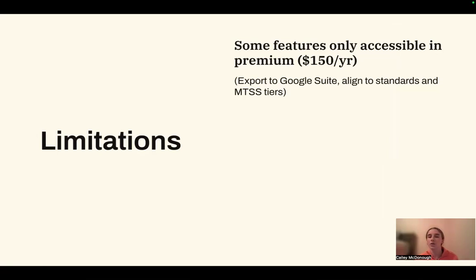You can also align to standards and MTSS tiers within Diffit and the specific prompts that it will give you after you generate a prompt. You can certainly type the standards in your initial prompt. However, Diffit won't immediately adjust its worksheets, presentations, whatever the output is, with those standards and tiers in mind, unless you do have that premium subscription.